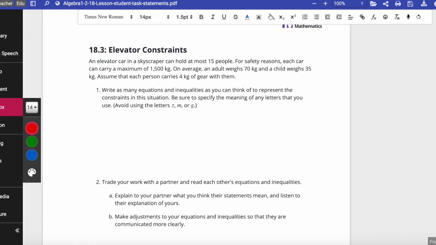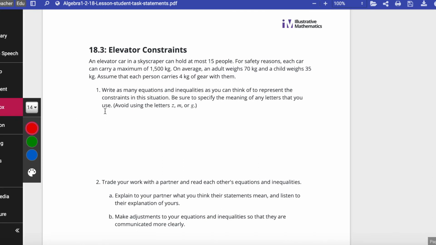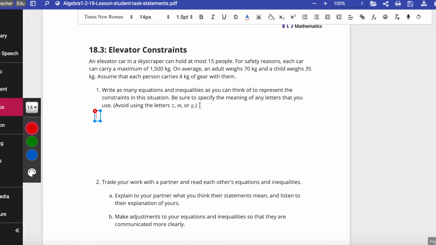Be sure to specify the meanings of any letters that you use, and they want us to avoid using these letters. So you could say, the first thing I think of is number of people. So we know P is at most 15 people.